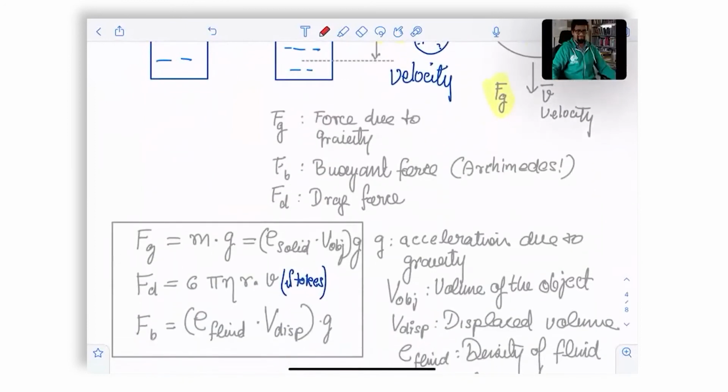We need to write out these equations. So F_g, which is your so-called standard gravitational force, is nothing but mass times gravitational acceleration. Remember that gravitational acceleration is 9.8 meters per second squared.